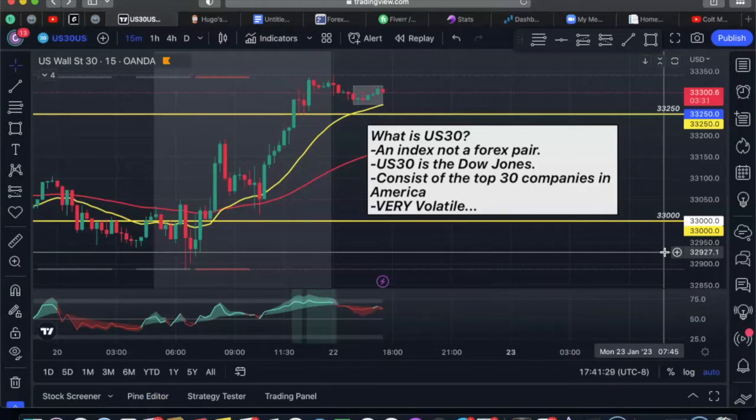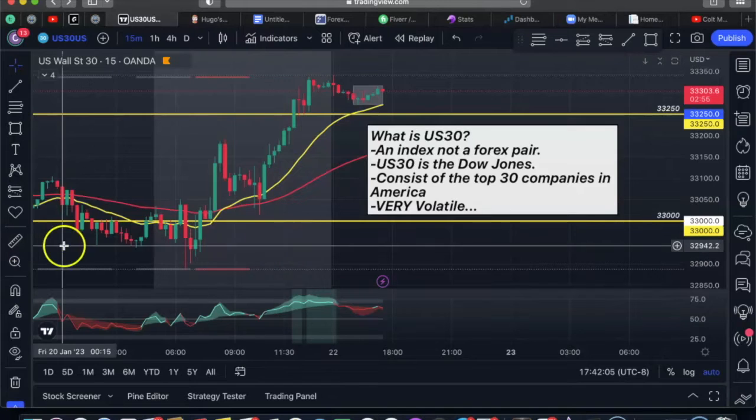So you guys need to understand that US30 is actually the Dow Jones, and the Dow Jones is an index. The reason why it says US30 is because it consists of the top 30 companies in America. So companies like Tesla, Visa, Caterpillar, United Health Group, companies like that are going to be constituents in the Dow Jones, and this is very important for you guys to understand. Now also understand that US30 is very volatile. The pip count is extremely high compared to Forex pairs.